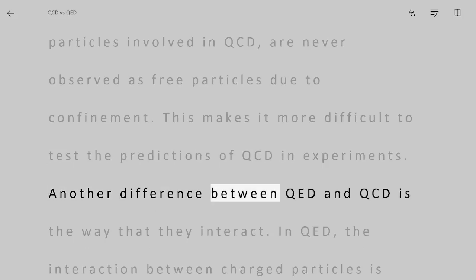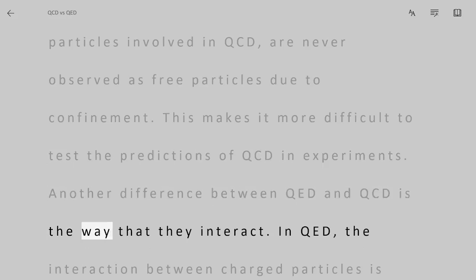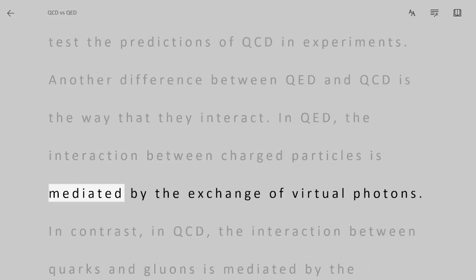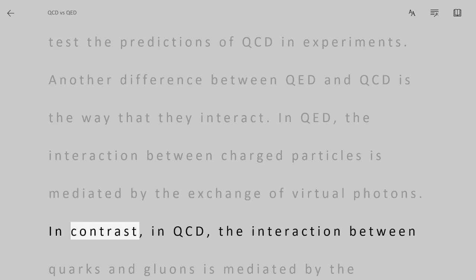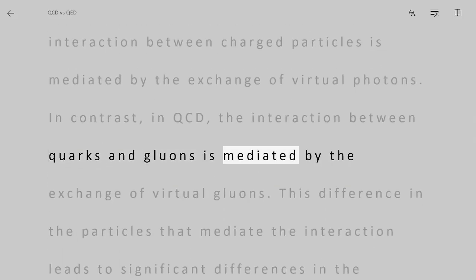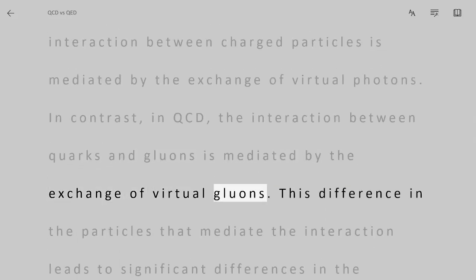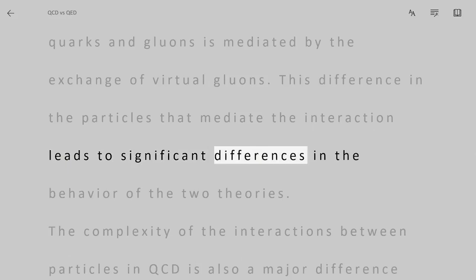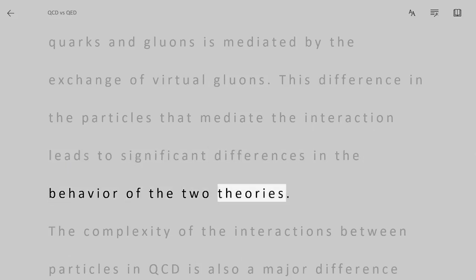Another difference between QED and QCD is the way that they interact. In QED, the interaction between charged particles is mediated by the exchange of virtual photons. In contrast, in QCD, the interaction between quarks and gluons is mediated by the exchange of virtual gluons. This difference in the particles that mediate the interaction leads to significant differences in the behavior of the two theories.